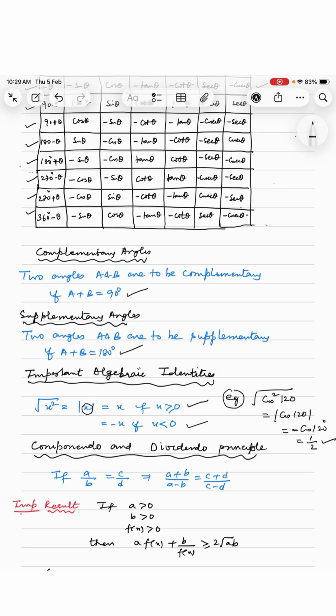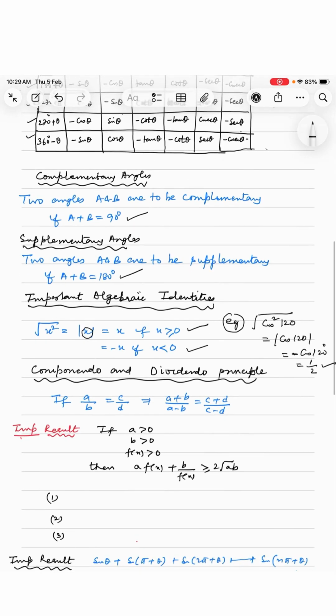Now after that, one more very, very important concept to solve problems of trigonometric ratios is this componendo and dividendo principle. Now what is this principle? Whenever two ratios are equal, that is if A by B equal to C by D, remember A plus B by A minus B is always equal to C plus D by C minus D. Very, very useful for solving the problems. Very important concept.